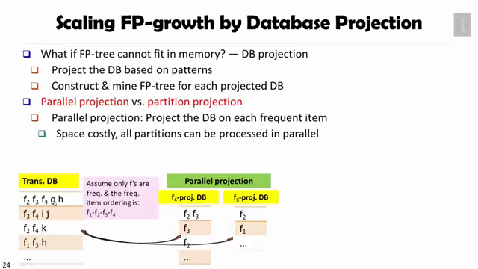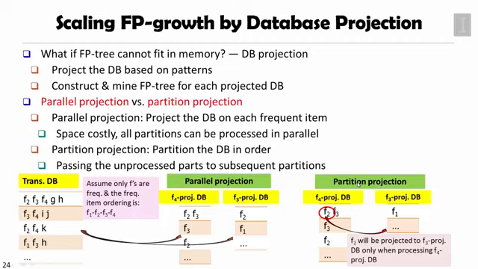The parallel projection means for this one, you will get an F4 projected database and an F3 projected database. For example, for this first string, you will see G, H, suppose they are not frequent, only the F's are frequent. You will get F4's projected database, you get F2, F3. Then F3's projected database, you get F2. Every one of these projected databases is independent of the others, so you can mine them in parallel. But then you also can have partition projection.